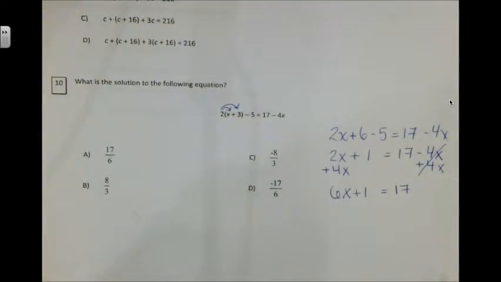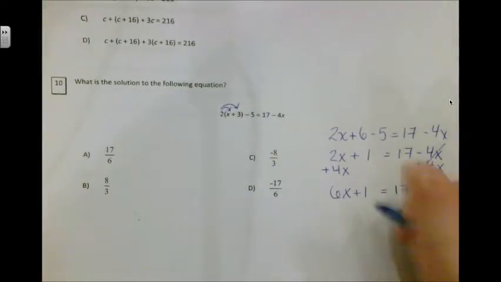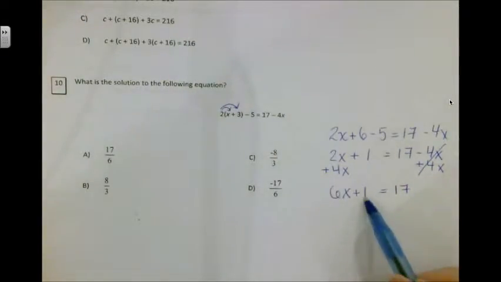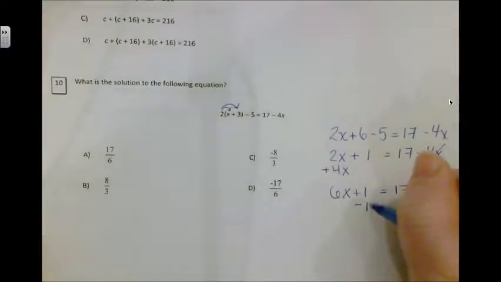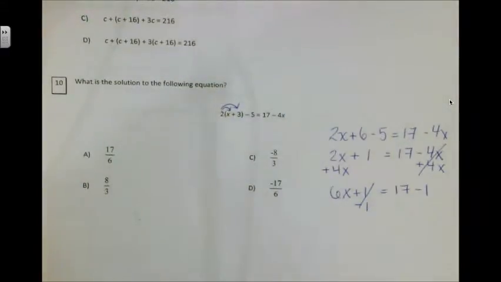So now that I have 6x plus 1, I want to bring the constant here to the other side with the 17. So I'm going to subtract 1. 17 minus 1. So 6x is equal to 17 minus 1, which is 16. So the last thing really to get x by itself would be to divide by 6.